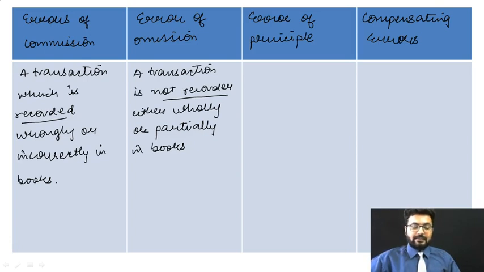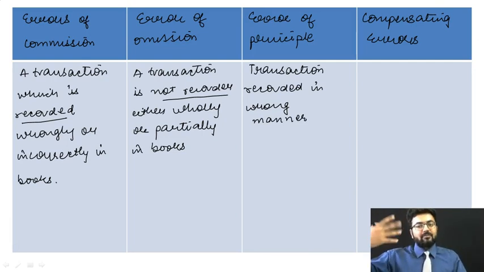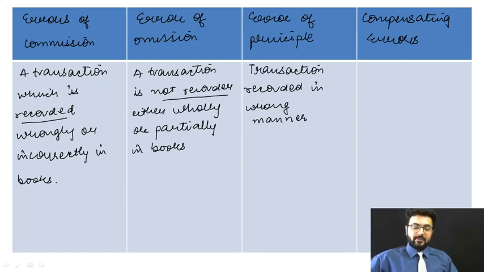Now moving on to next. Error of principle is when a transaction is recorded in a wrong manner. So this is all about the rectification of entries, which you guys are much more familiar with, that what was supposed to be debited, you have credited it, and what was required to be credited has been debited. Just pass a rectification entry in a wrong manner, or you can say incorrect manner.